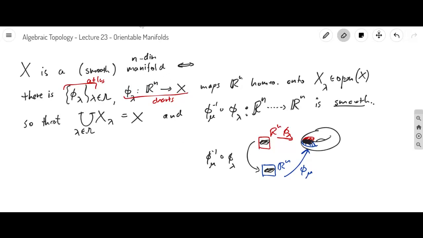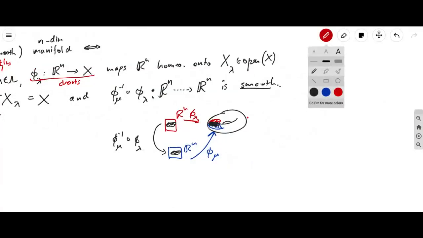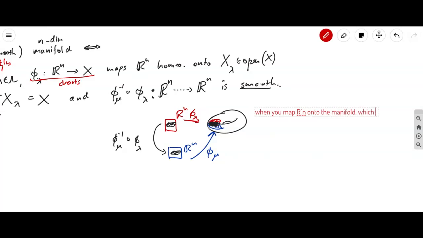Now, the idea here is when you are mapping a chart onto an open subset of your manifold, there's a question of which side do you see. So this is basically the question of when you map a chart. So maybe when you map Rn onto the manifold, which side do you see? Of course, we're being vague here, but we're trying to develop an intuition for what we're about to do.